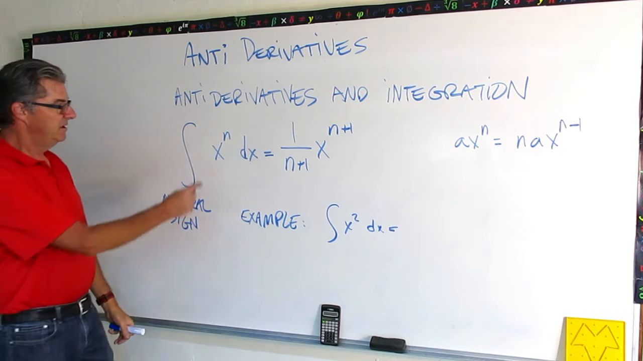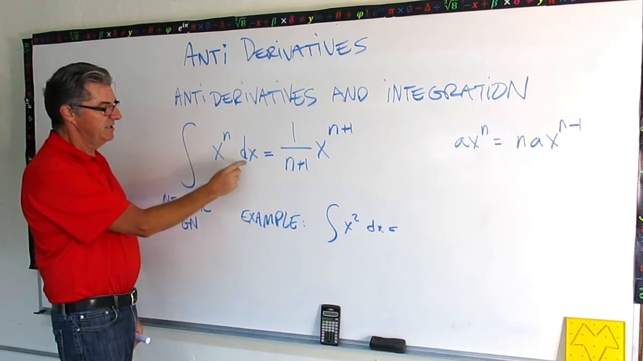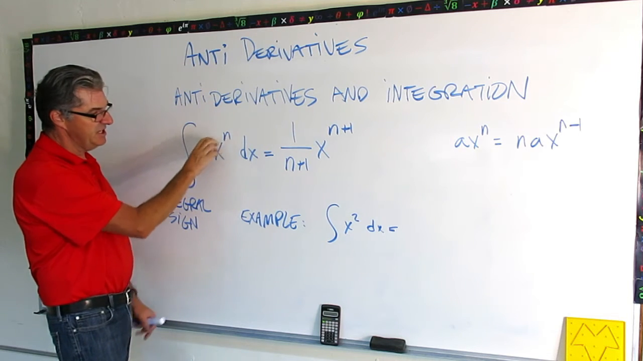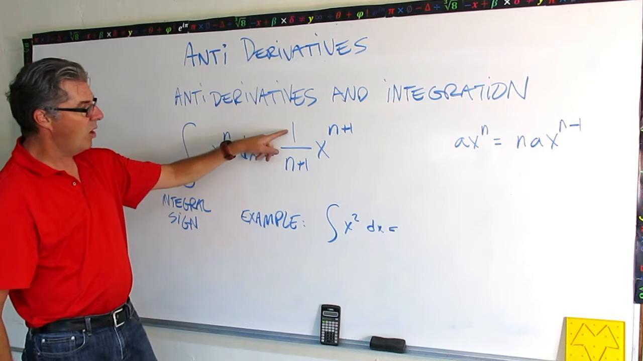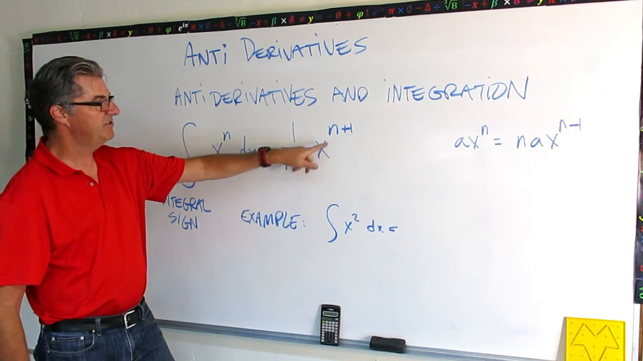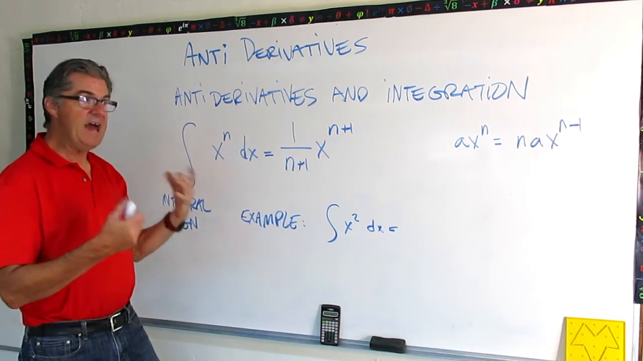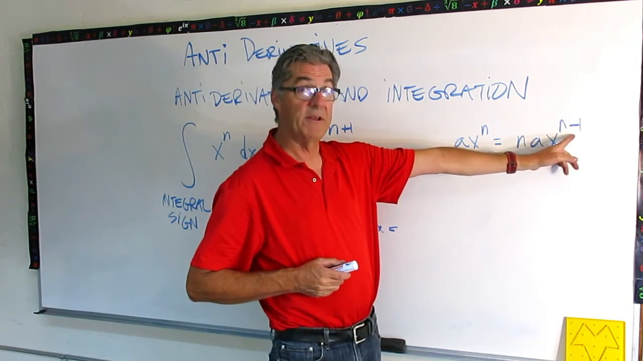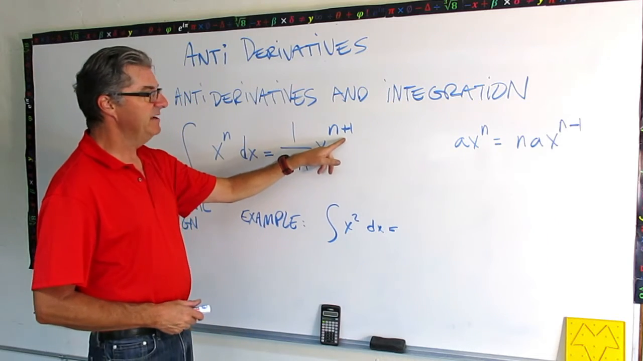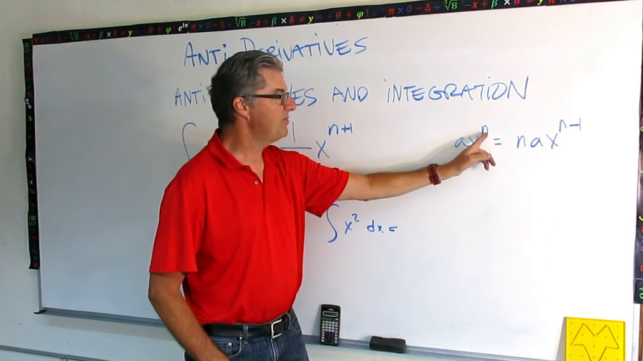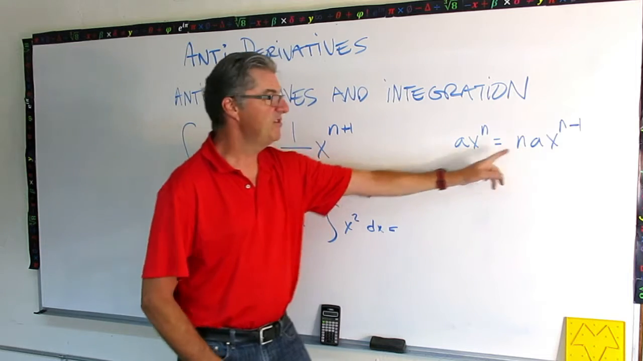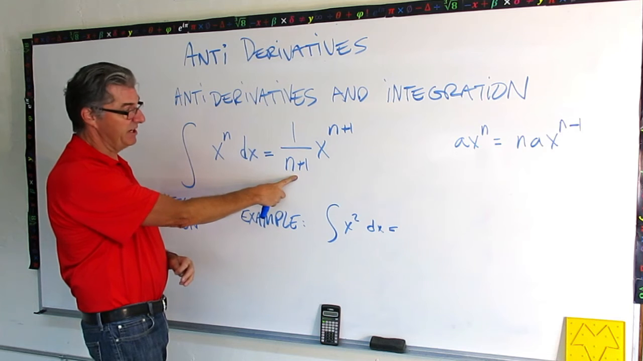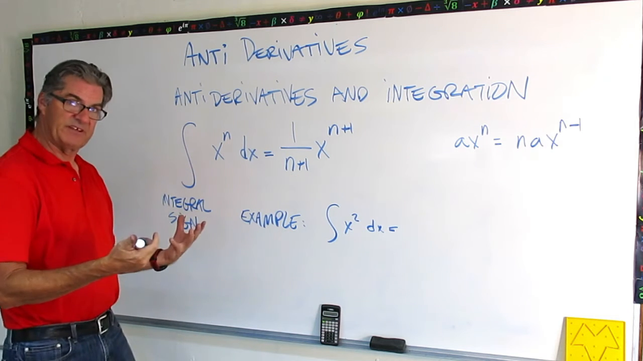Now here's our rule. x to the n. There's our function. dx just stands for change in x. So this is just part of the notation. Here's our function, x to the n. The integral of that is going to be 1 over n plus 1 times x to the n plus 1. And this kind of makes sense because when we took the derivative, we were subtracting 1 from the exponent. Here we're adding. When we took the derivative, we were multiplying the old exponent by the coefficient. Here we're dividing by the new exponent. Okay, so it kind of makes sense that way.